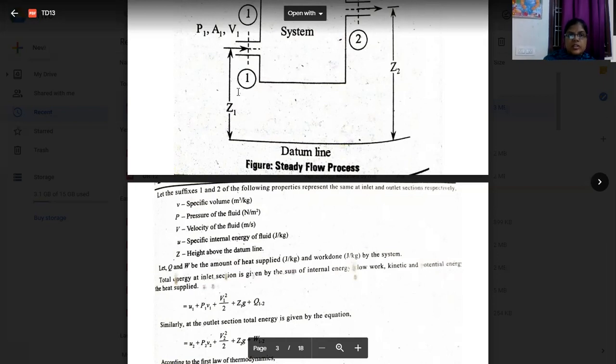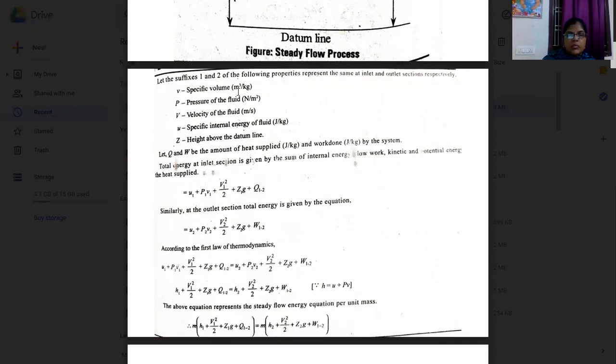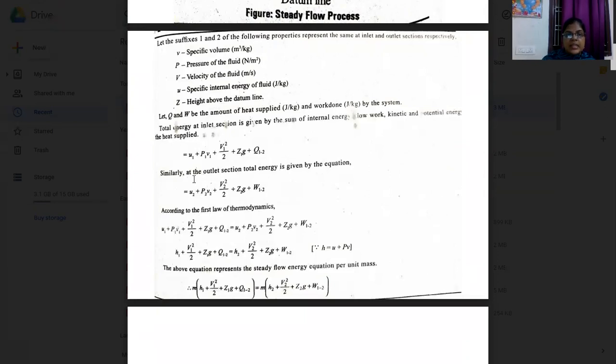So specific internal energy also, the properties of fluid. So finally, at the inlet section we have internal energy plus pressure into specific volume, plus v1 square by 2, that is nothing but kinetic energy, plus z1 into g, that is potential energy, plus at inlet the heat is supplied. So this is the total energy at the inlet section.